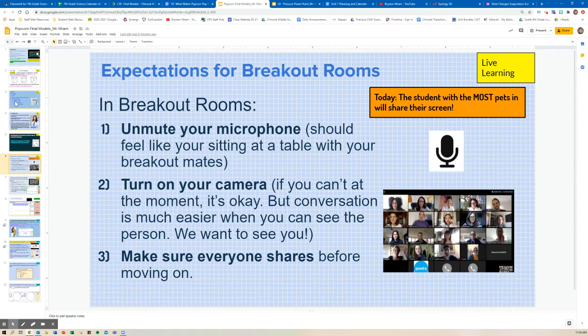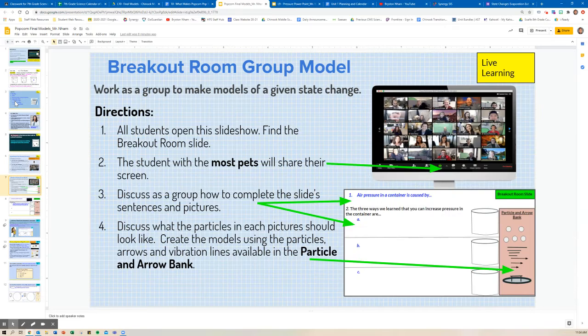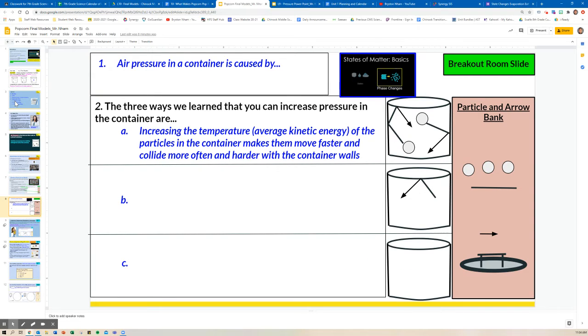Okay. So we went into breakout groups, but today, if you're watching this, that probably means you did not come to class, so you are going to be doing this on your own. In breakout groups, what you were doing was making models of a given state change. This is the slide that we did in breakout groups, and what you're going to do is work on this on your own. You're going to fill in all the answers in blue.